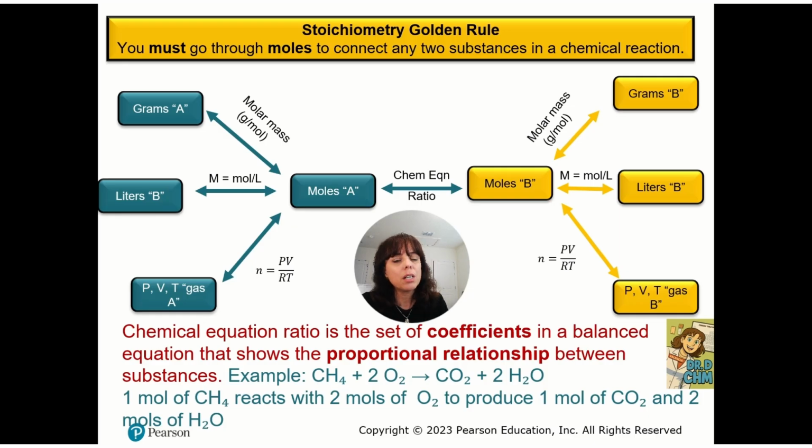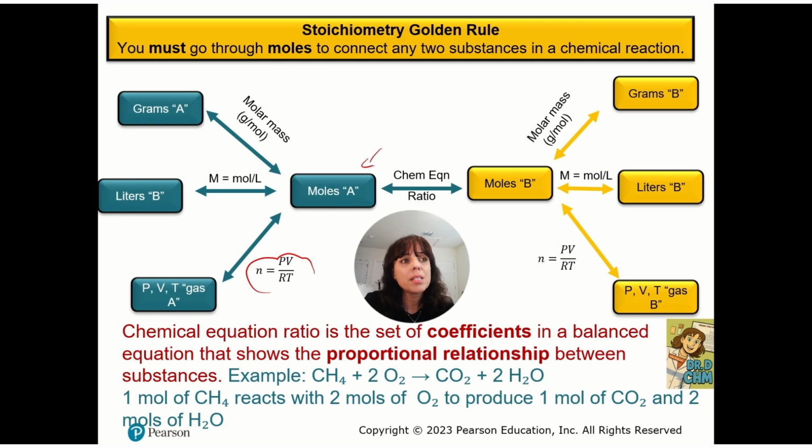But in stoichiometry, when you have chemical reactions, I will give you a golden rule. It's not so linear, because normally when you talk about stoichiometry, we can start with grams or liters, which is volume. So I have to work with the equation of the gas to find moles, right? What's most important here is you must go through moles to connect any two substances in a chemical reaction.